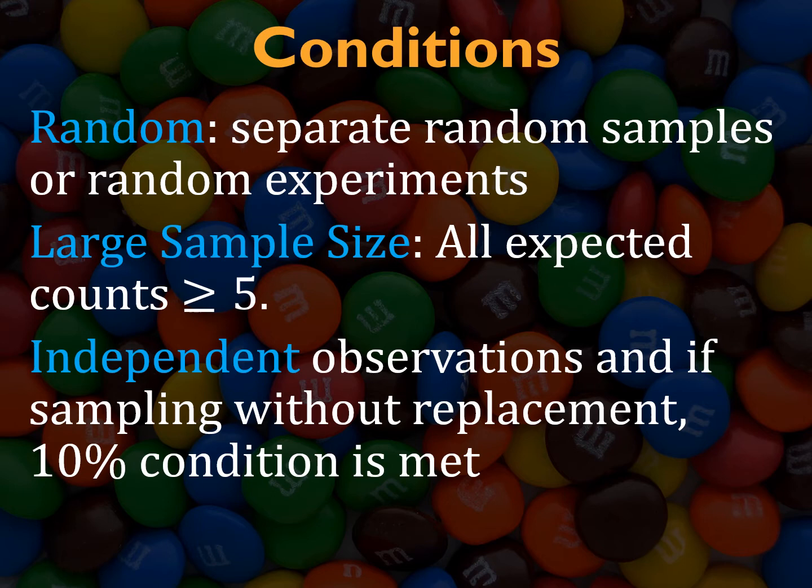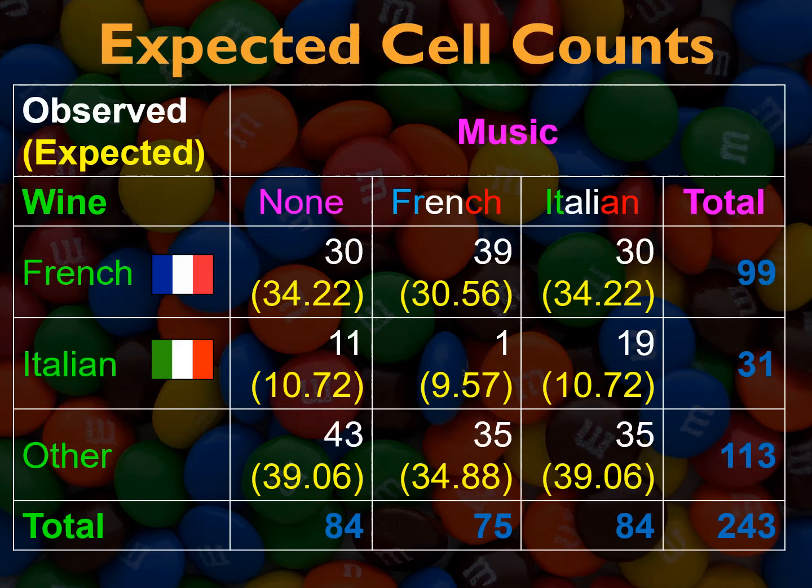If you are sampling without replacement, like you normally would be doing, you need to check the 10% condition for each of the samples. So make sure the population size is at least 10 times the size of the sample for all samples that are collected. So again, here are the expected cell counts.